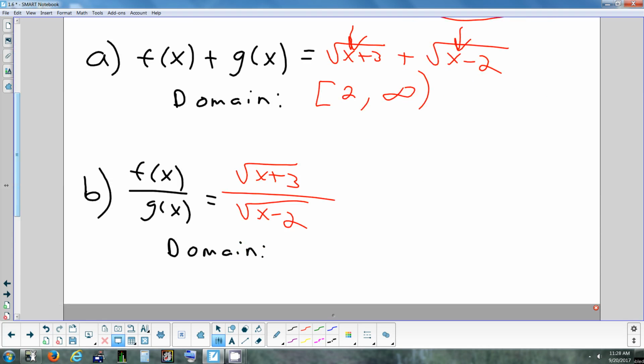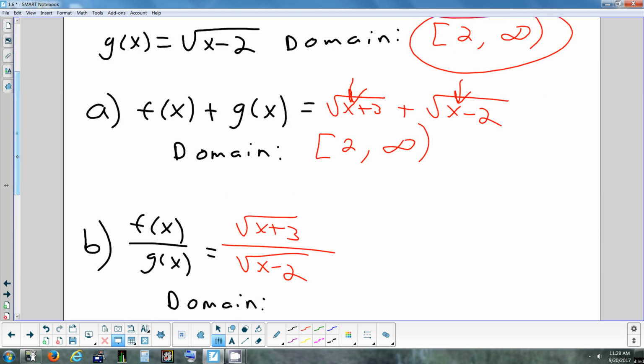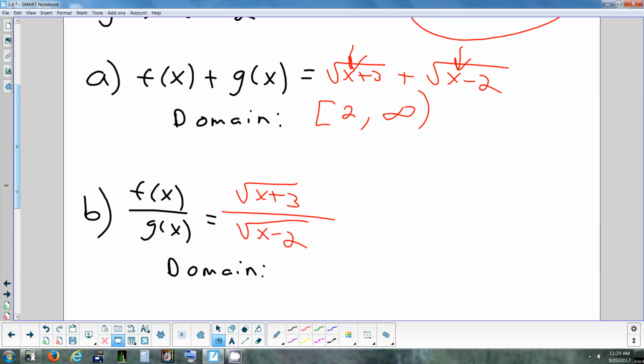Now, we already have the domain from the problem when we just combined these functions earlier. So the domain of our new function we just created has to be at least this, or maybe it's even a little more restrictive. This function can't include anything that this one didn't. Okay? So we're already only thinking about 2 to infinity. But does anybody have any thoughts about using the same domain here?